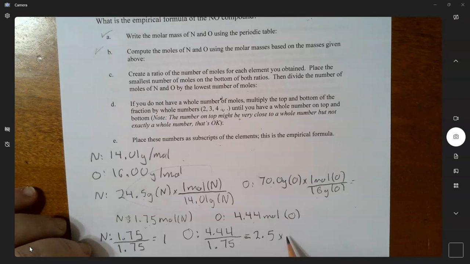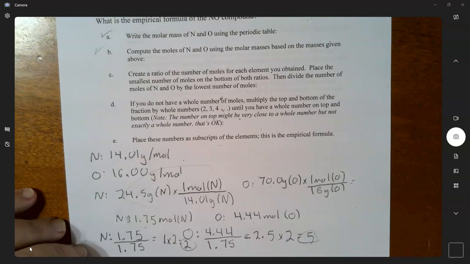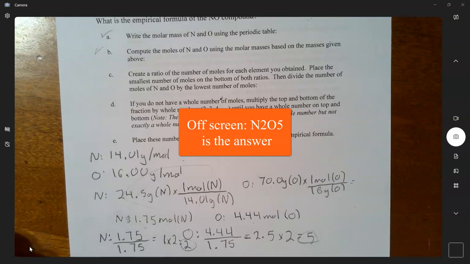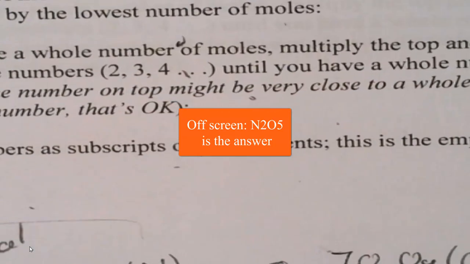So we're going to multiply that by 2, which equals 5. Now we're going to have to multiply that by 2 as well, and that equals 2. So now we have whole numbers, so now we can write the empirical formula as N2O5. Okay? And that's all there is to that, all right?